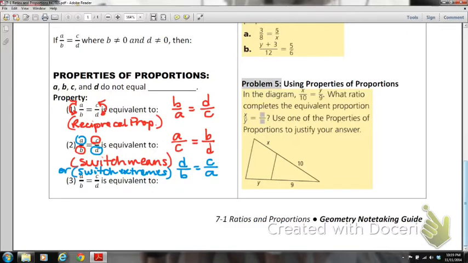The last one of these, A over B equals C over D, is equivalent to A plus B over B equals C plus D over D. So all that we're doing in this property is you add each denominator to each numerator.